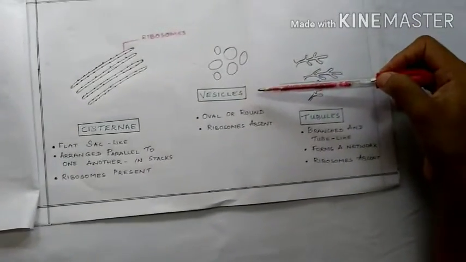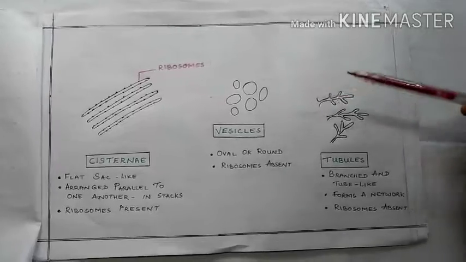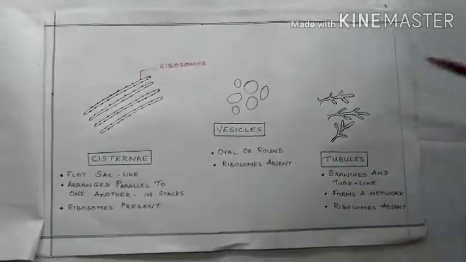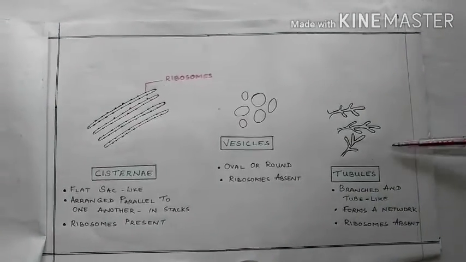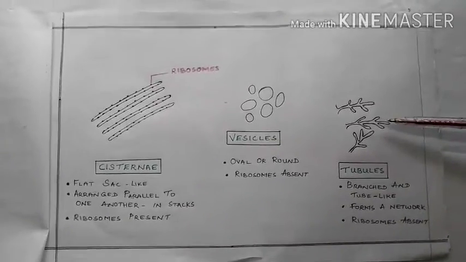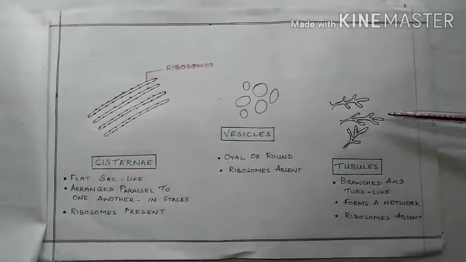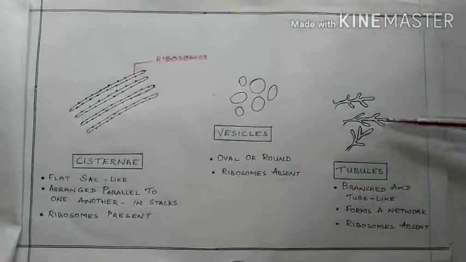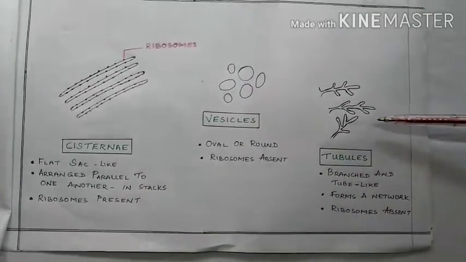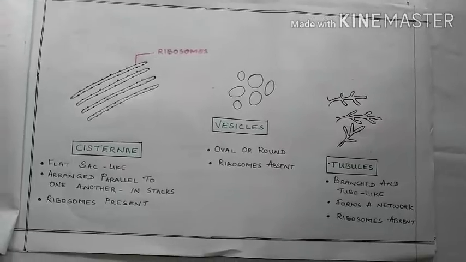Vesicles, on the other hand, are oval or round structures. They lack ribosomes. And tubules are branched and really look like a tube. That's how they get the name tubule. They form a network. Ribosomes are also absent in this case.